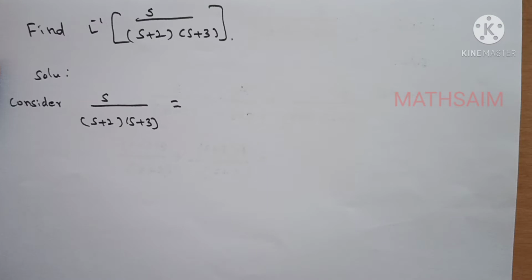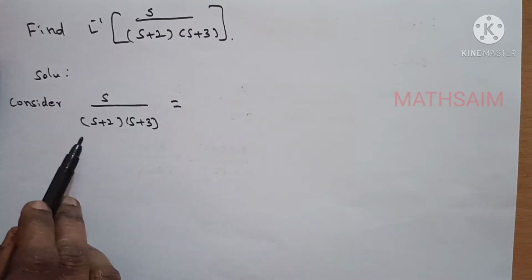Now I'm going to solve this inverse Laplace transformation problem, L inverse of s by (s plus 2) into (s plus 3). Obviously here we are going to use partial fractions only, it will be easy. Using partial fractions is very easy here. So first you have to do the partial fraction for the given term, L inverse of s by (s plus 2) into (s plus 3).